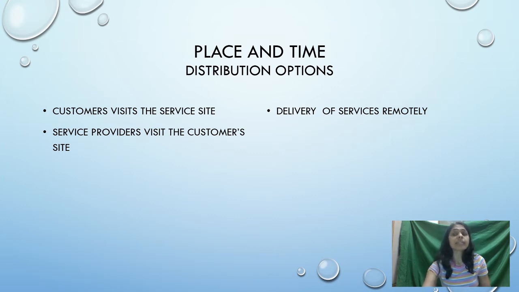So let's understand that. First distribution option I have is customers visit the service site. That means what? The service provider may provide a single site or multiple sites. A management institution of repute may have a single site for students' interactions. Or some institutes have multiple campuses. Are you understanding? So all of that is customers visit the service site.